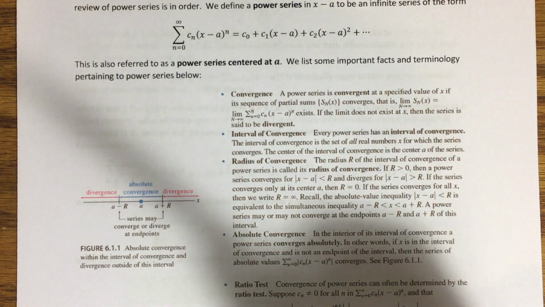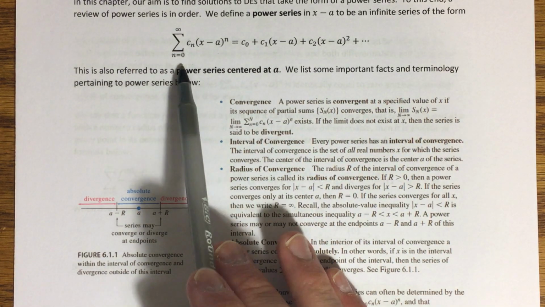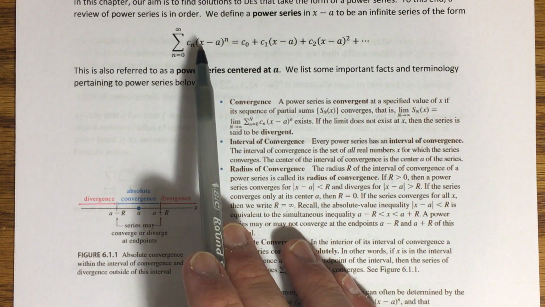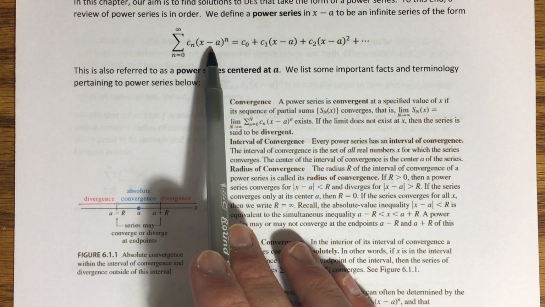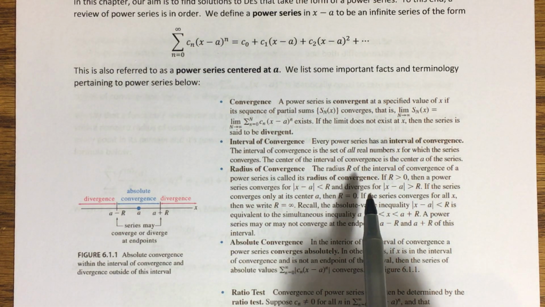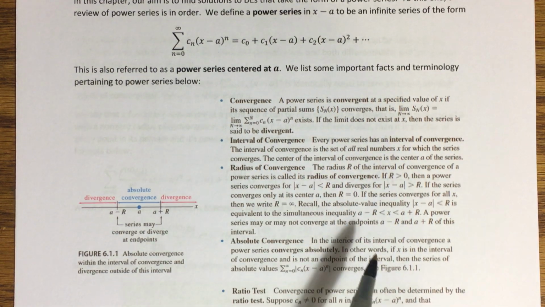So that really gives us three possible cases. Any power series will converge for either just the value a, or an interval of finite length centered at a, or the set of all real numbers. Okay?